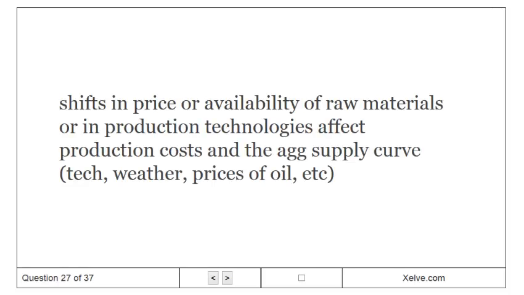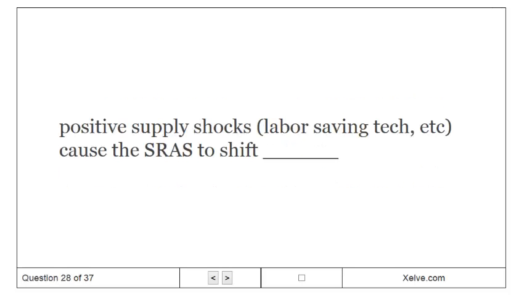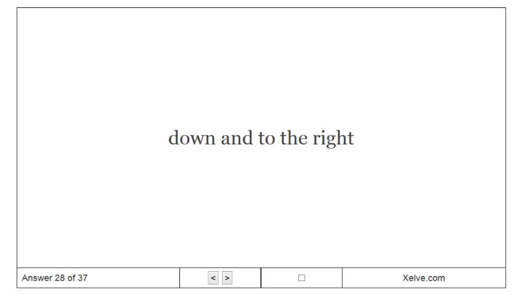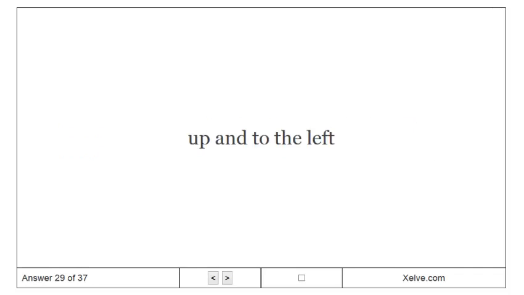Shifts in the price or availability of raw materials or in production technologies affect production costs in the aggregate supply curve. These are supply shocks. Positive supply shocks cause the SRAS to shift down and to the right. Negative supply shocks cause the SRAS to shift up and to the left.